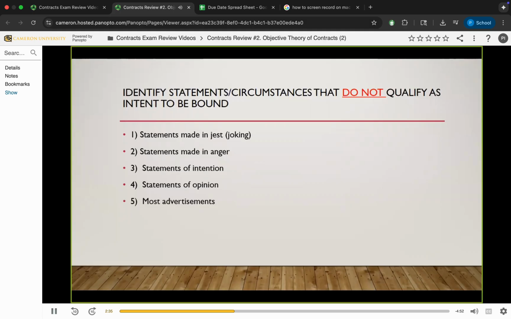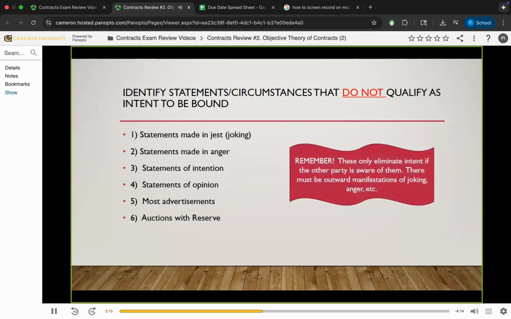The general rule is that advertisements do not create intent to be bound. Advertisements are not offers. They are merely invitations to the public to enter the store and make an offer to purchase a product. And auctions with reserve do not have intent to be bound. On this last one, I would encourage you to go back and look at the notes from class and the textbook as a reminder of the difference between an auction with reserve and an auction without reserve.